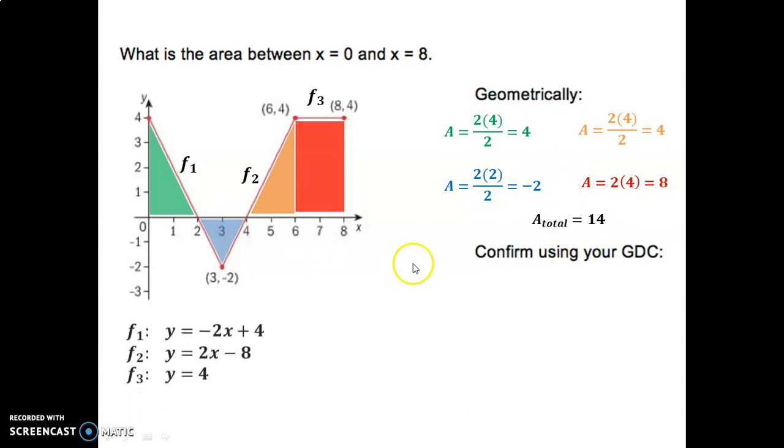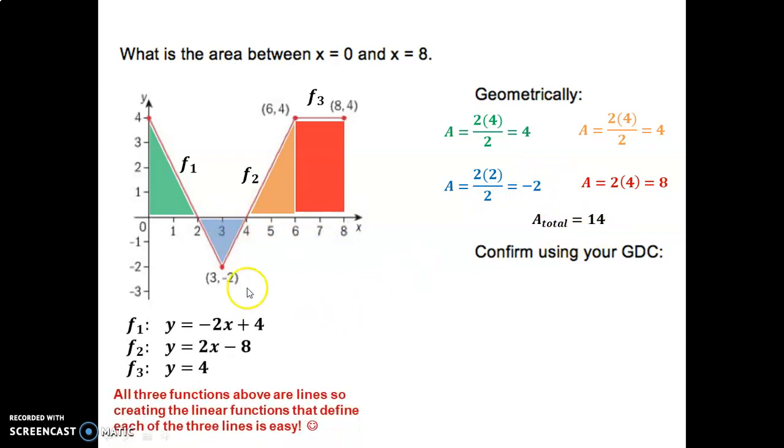Now, how would you do that on your calculator or running an integral? Well, here's the 3 functions for those lines. Okay, we're given these 3 lines here. And then we can confirm. So we're going to run one from 0 to 3 because we have that whole line there. It doesn't change. So we're going to run one integral from 0 to 3 because that'll give us the area of the green and half of this blue one, making this negative as well.